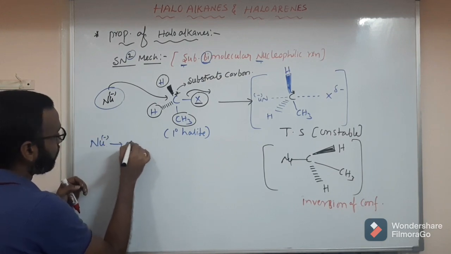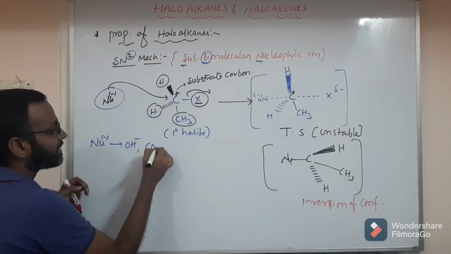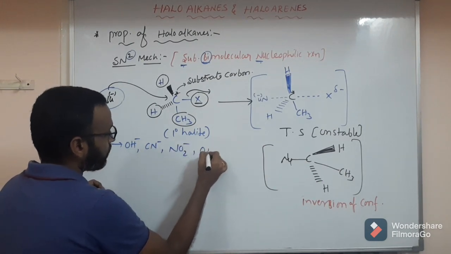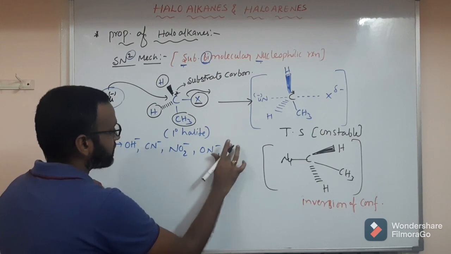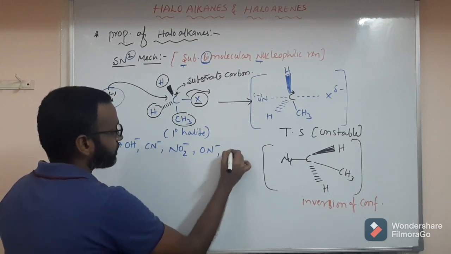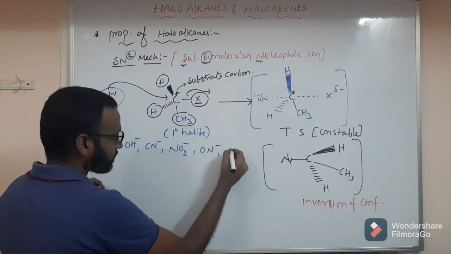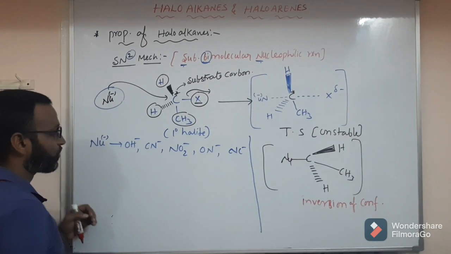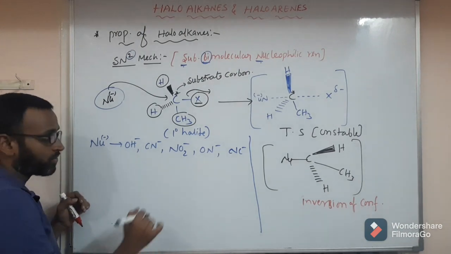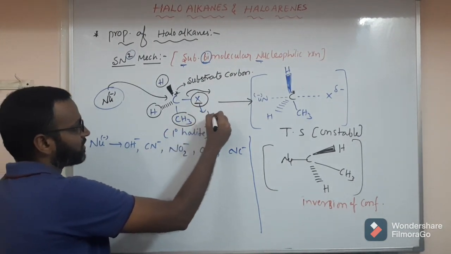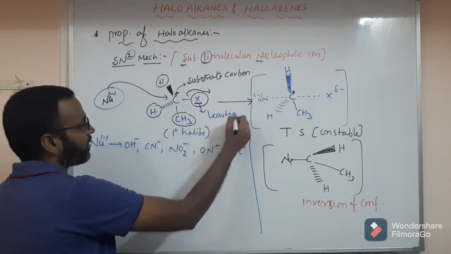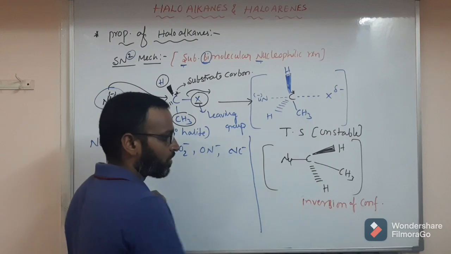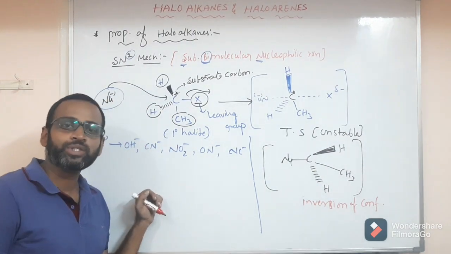You can take nucleophiles like OH minus, CN minus, NO2 minus, ONO minus, NC minus, isocyanide. What is a nucleophile? Okay, so who is leaving? This X is called the leaving group. This inversion, we call Walden inversion.